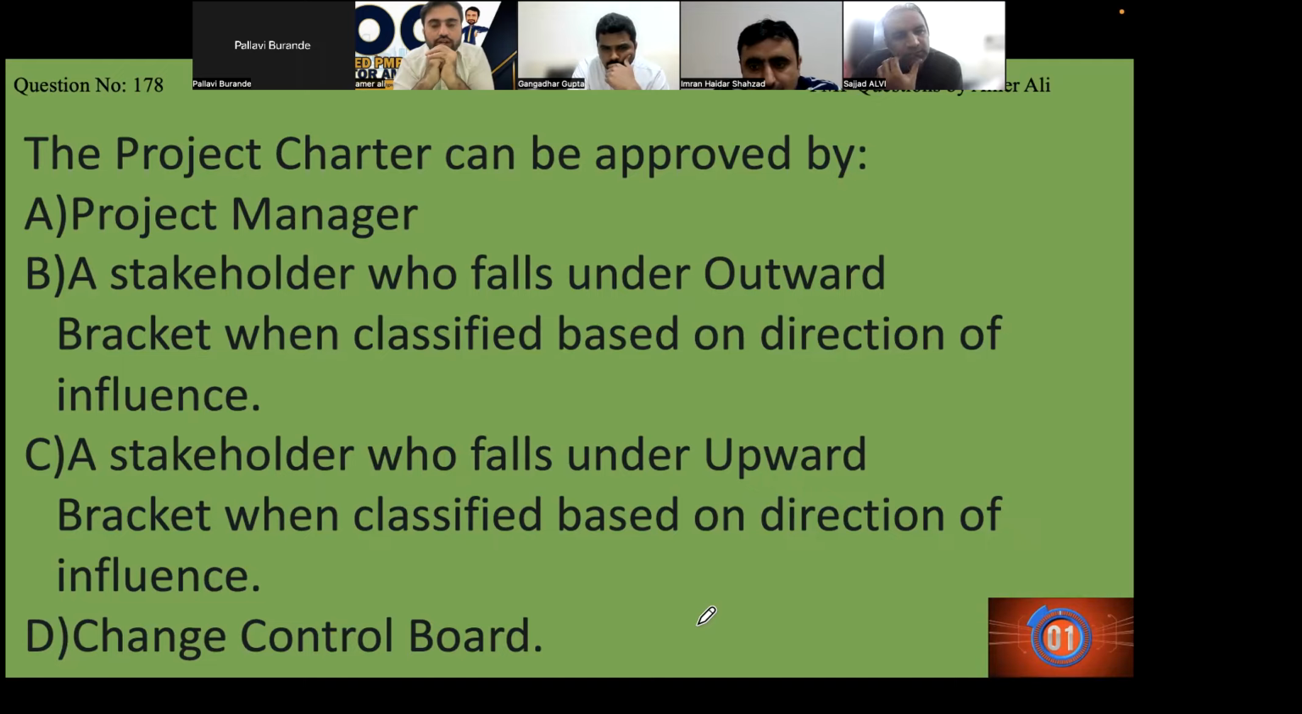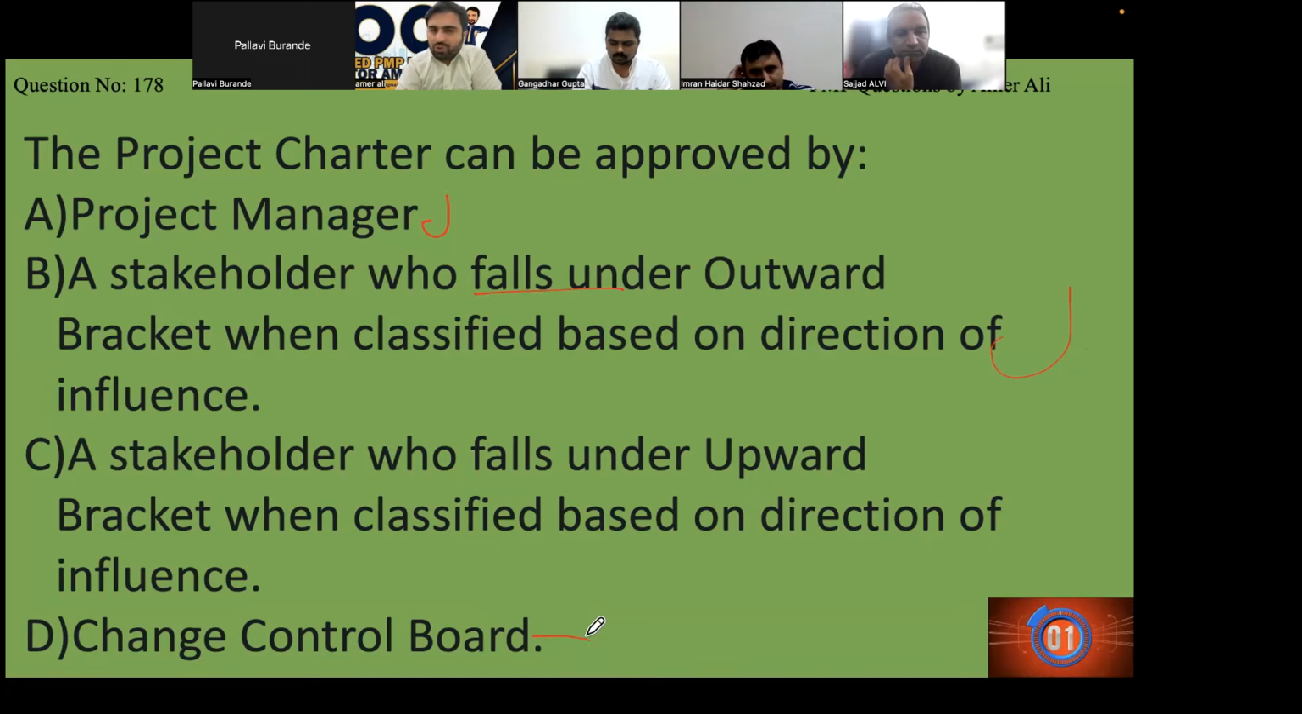Okay. The project charter can be approved by. Now, this is a very interesting question. It seems like a very easy answer. Even if the answer said sponsor, that would not be the right answer. Of course a sponsor, but anyone who is an upward stakeholder. It's a very important question to understand. Outward people do not classify. Project manager, never. Upward means the senior people.